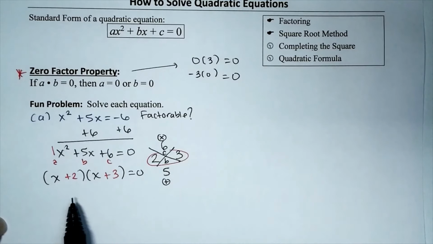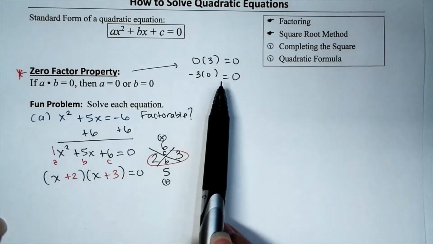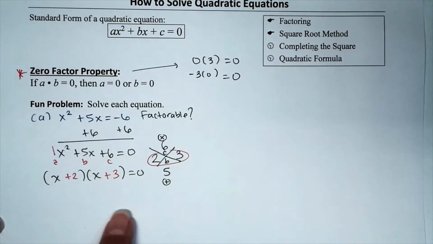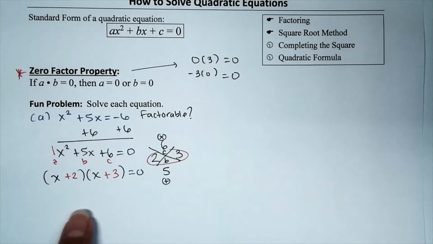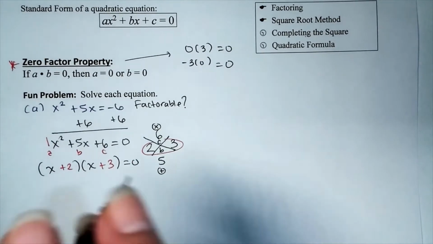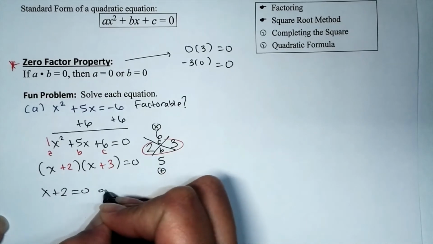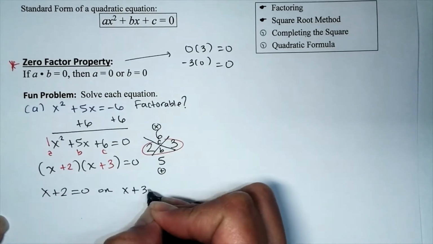Coming to our problem, how do we solve a quadratic equation by factoring? One, set the equation equal to 0, factor completely, and then apply the zero factor property. If a product equals 0, then there's no way around it. One of these factors has to equal 0. Either the first or second factor equals 0. So let's go ahead and write it out. Either the first factor equals 0 or the second factor equals 0.